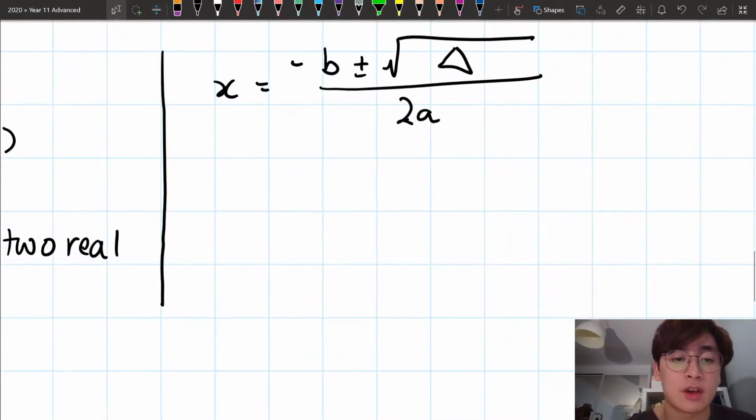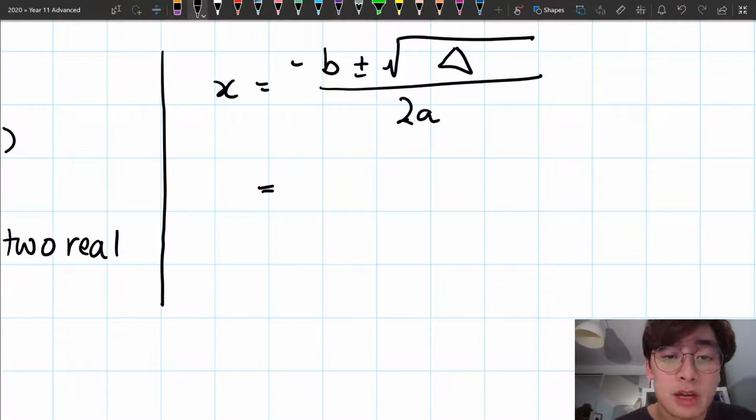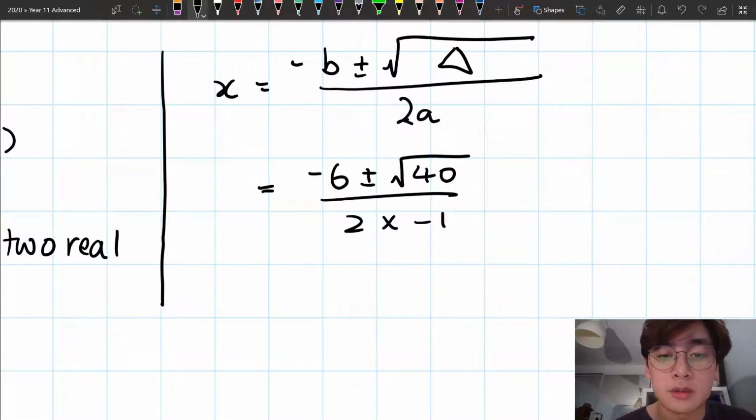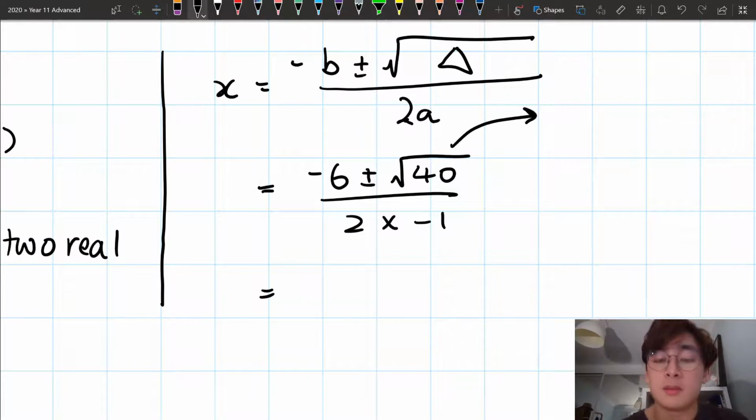So here let's have a go through that. I will have negative 6 plus or minus the square root, we found that the discriminant was equal to 40, over 2 times minus 1. Now, if you remember your work from surds, we can actually simplify this square root of 40.